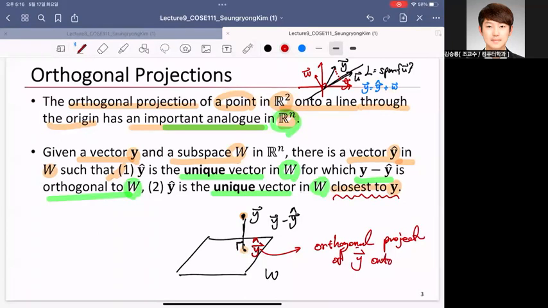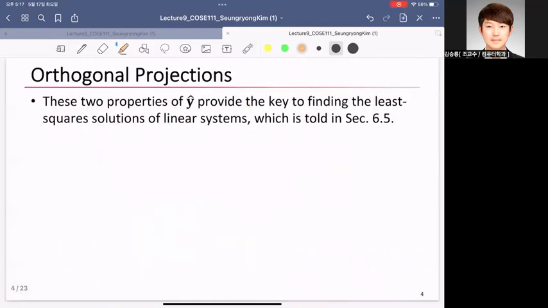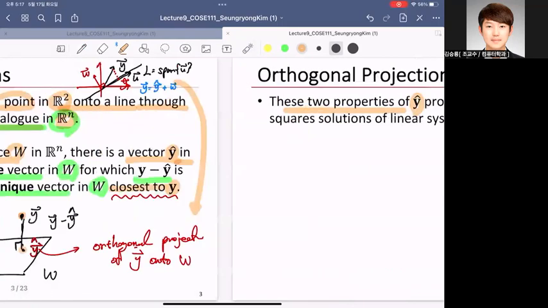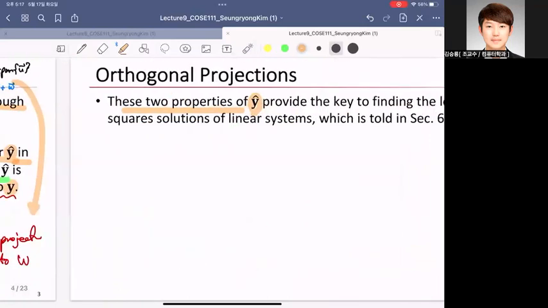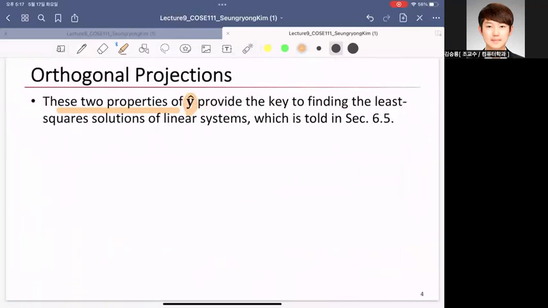Onto subspace W. This is just the extension of the previous concept to the Rn space. These two properties of the y hat provide a key to finding the least square solution of a linear system, which will be covered in chapter 6.5.